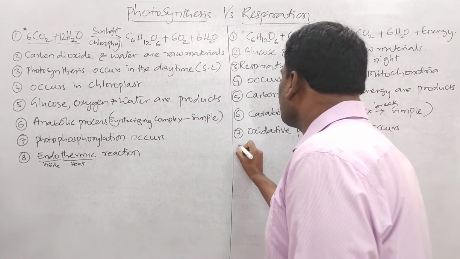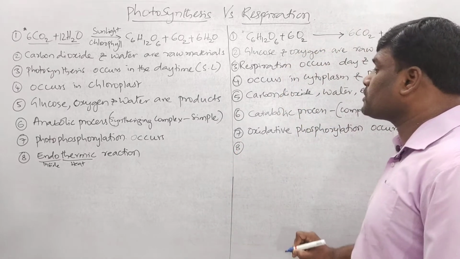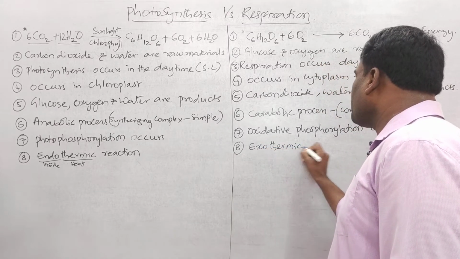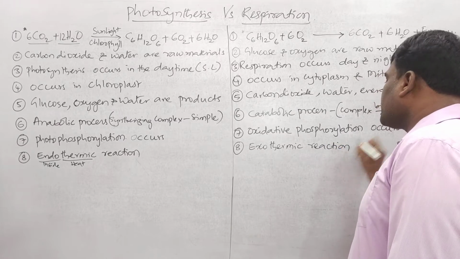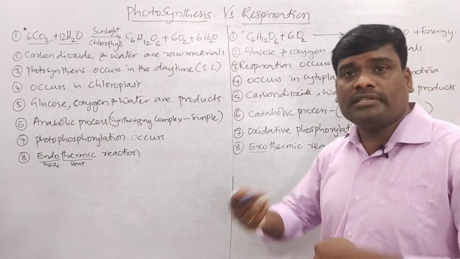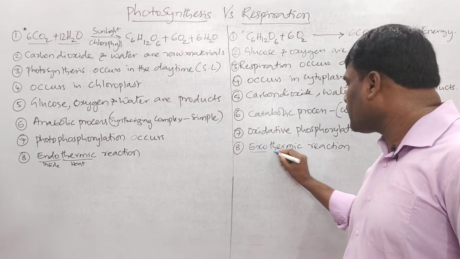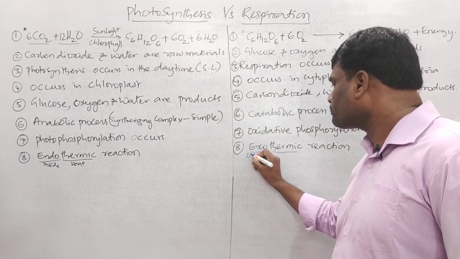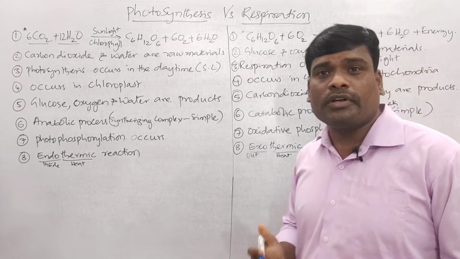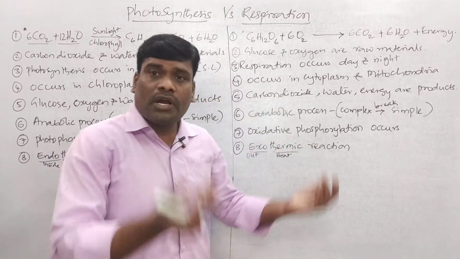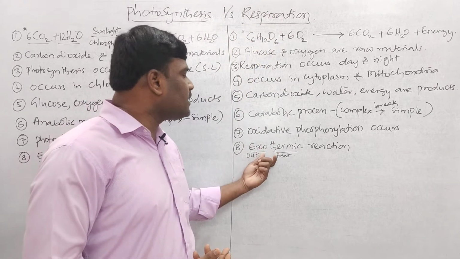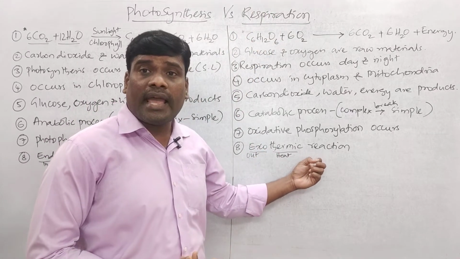Then what about this one, children, in the process of respiration? In the process of respiration, this is an exothermic reaction. So what is this exothermic reaction? Here exo means what? Outside. Endo means inside. Exo means outside. Thermic means what, children? Heat. Thermo or thermic, it is related to heat. So here heat comes outside after the process of respiration. So that's why it is called as exothermic reaction.